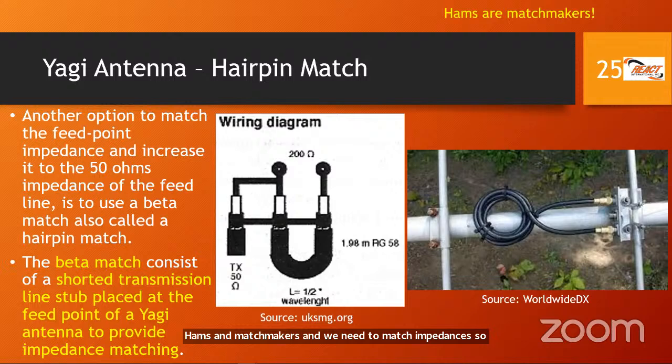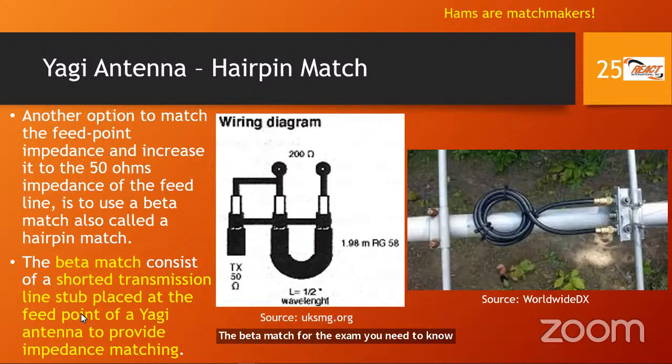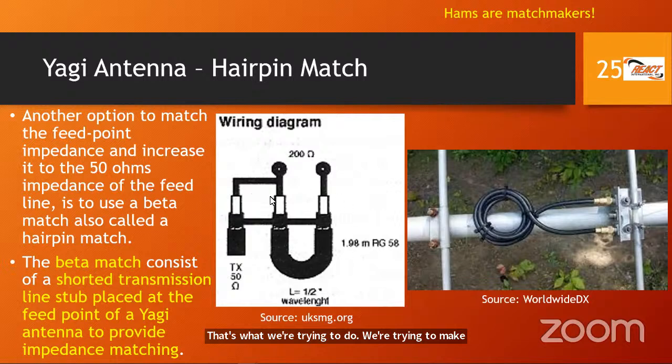So the beta match, for the exam, you need to know it's constructed of a shorted transmission line stub placed at the feed point of a Yagi antenna to provide impedance matching. That's what we're trying to do. We're trying to make this feed point impedance 50 ohms, and we construct the hairpin match or the beta match. And in addition, or instead of a gamma match, we can use a hairpin match. Right, that's it for Yagis.